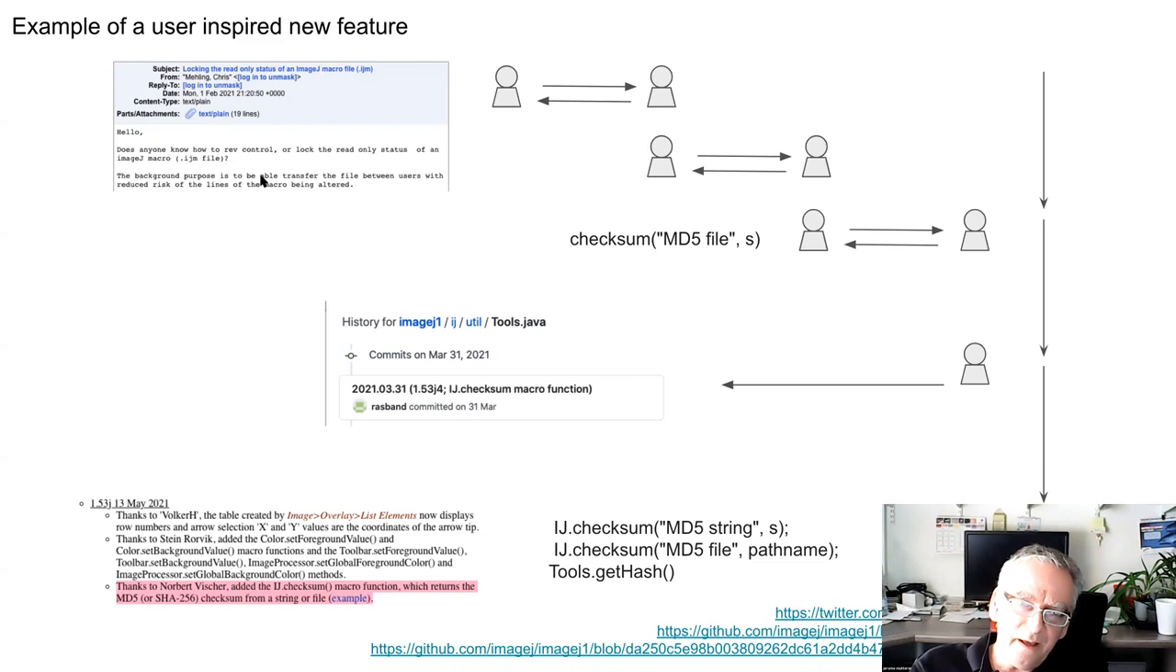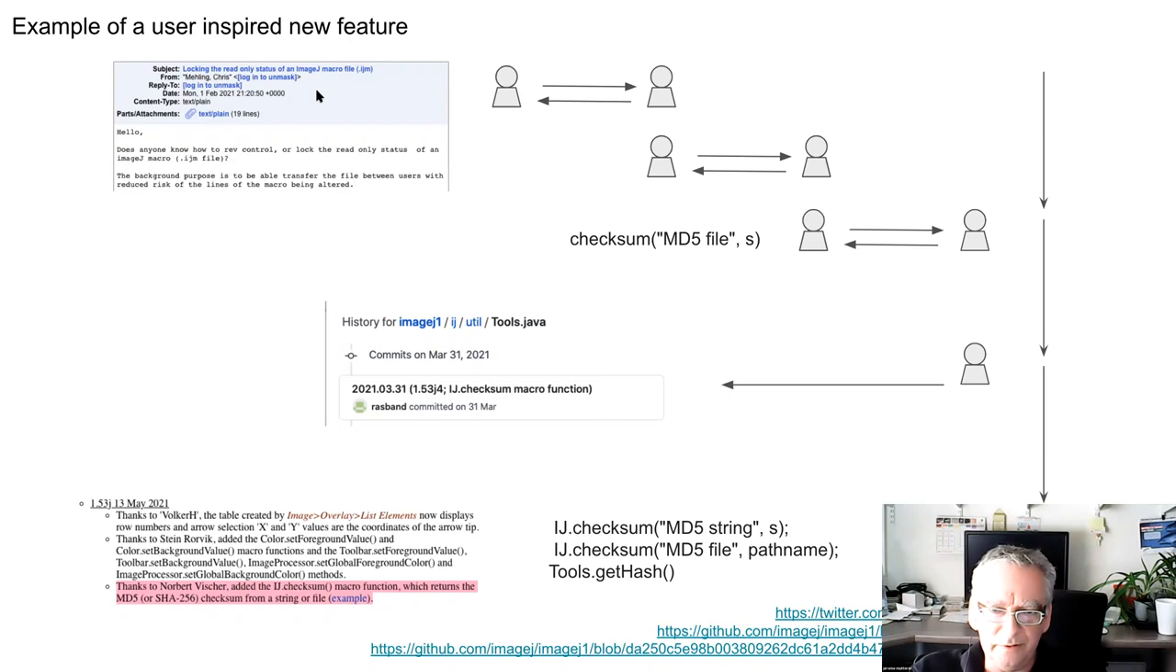So he asked if there is a way to lock an ImageJ file. I answered with an example plugin that I did that computed the checksum of the file and then added a tag. Then Norbert Vischer suggested that this would be added to a macro function, like a checksum. And then he talked to Wayne as well. A few days, or in this case a bit longer, over months later, Wayne committed the IJ.checksum macro function. So it's always driven by the user need.